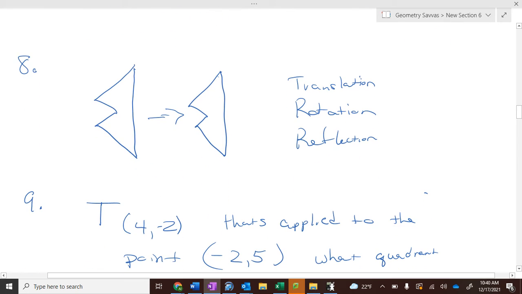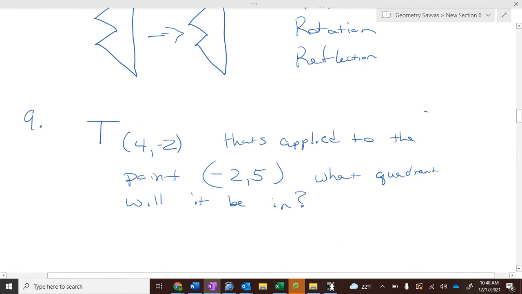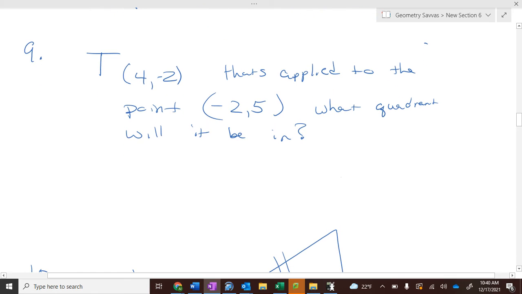What is that? Is that a translation, rotation, or reflection? Translation. A rotation is a turn, a reflection is a flip.